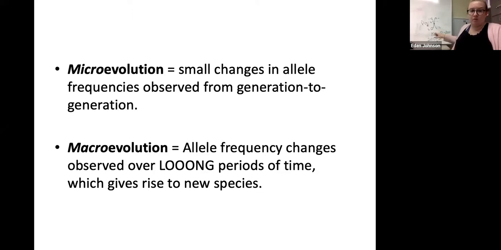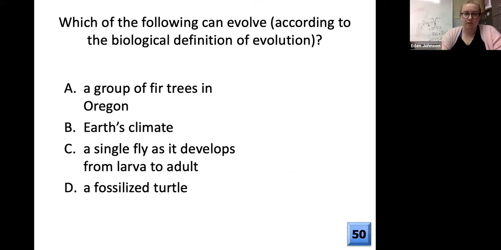We're able to view changes in allele frequency with that equation that I showed you before from generation to generation, versus macroevolution, okay? In the macro, we're not looking at generation to generation. We are looking over very long periods of time, okay? So allele frequency changes observed over long periods of time. Macroevolution gives rise to new species, okay? Gives rise to new species.